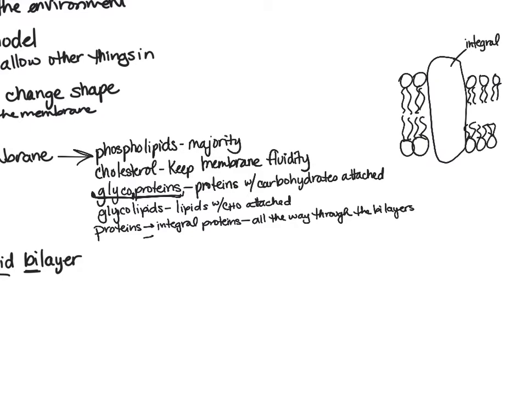Then we also have our peripheral proteins. So these are proteins that are associated with the membrane. They don't go all the way through. So we would see a peripheral membrane protein just on one side of the membrane here. And then we would still see our phospholipids, for example, over here.